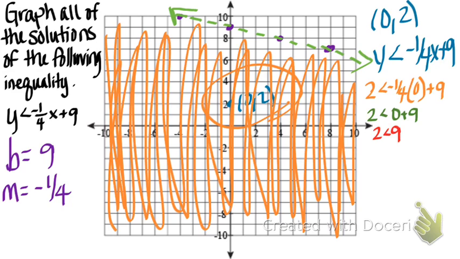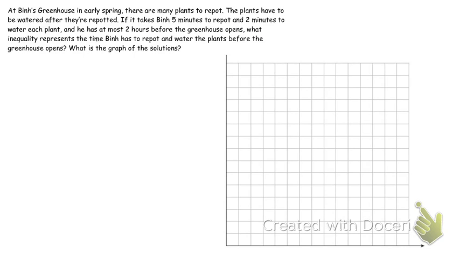Now, key here, if you put a solid line, you are incorrect because this is a dotted line. It is less than. There's no equal to symbol, so you have to only include the points below the line. The points on the line are not included. All right? So, keeping all of that in mind, check out this context problem.